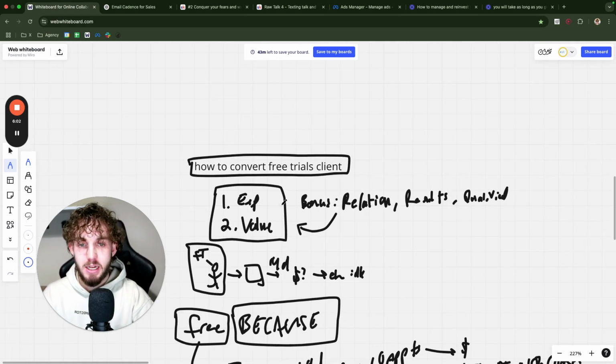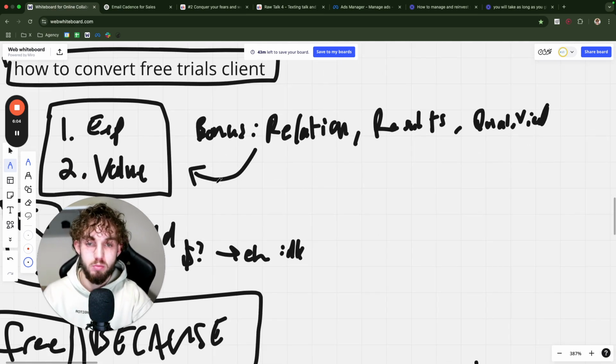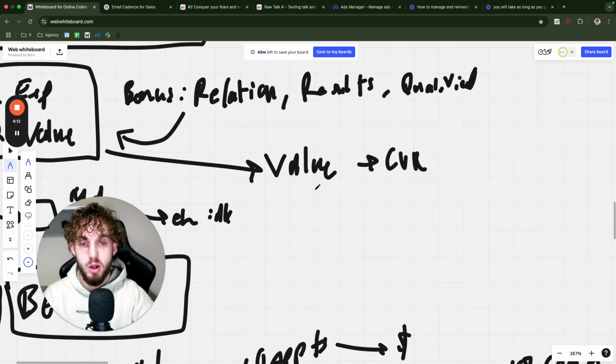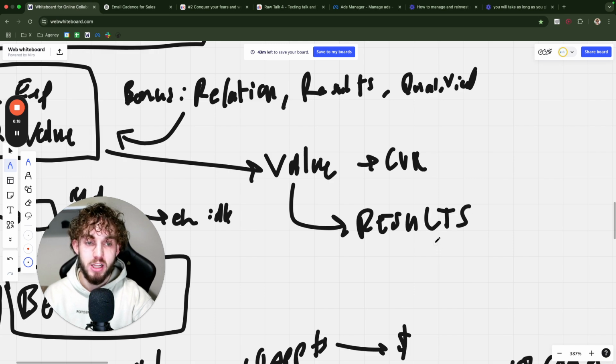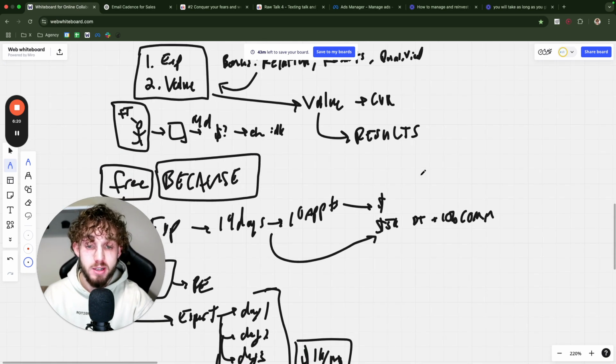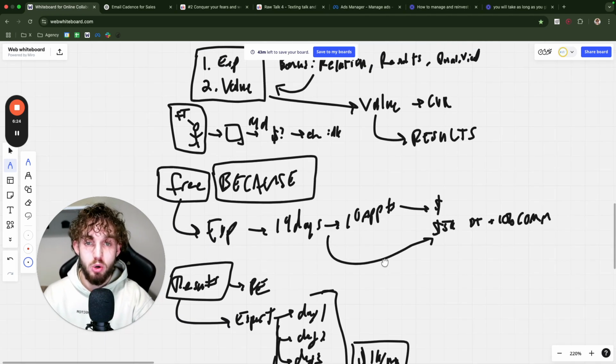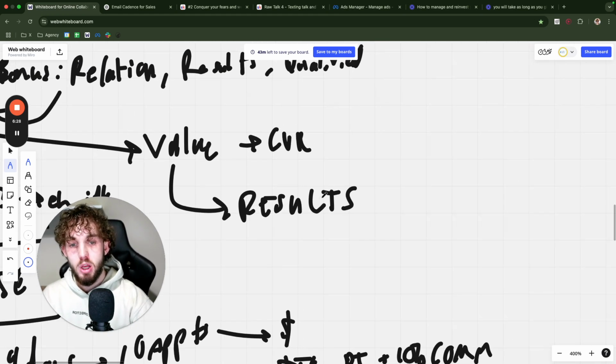Now, the second part to converting free trials is just the value, right? Very simple. The more value you give someone, the higher the likelihood that they will convert. It's this simple. And value doesn't just come in the form of results. People usually only think, if I get them results, they'll convert. Not necessarily true. I've seen people plenty of times get great results and still not have their free trials convert, for a variety of reasons. But value can come in many forms.